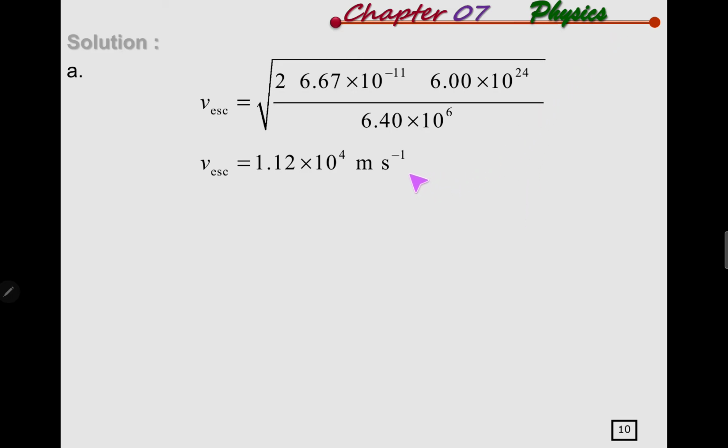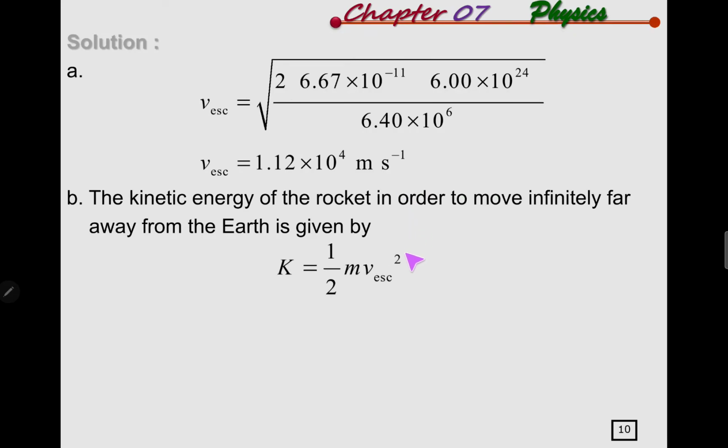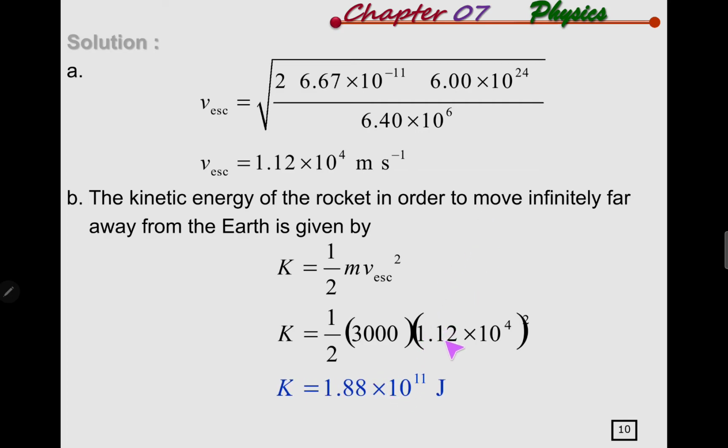Once we have the escape velocity, we can simply insert it into the equation of kinetic energy, expand, and solve it to obtain the final answer. This will be the amount of energy that will be required for it to move away from the Earth's surface. This will be the minimum, so anything less than this, the rocket cannot take off from the Earth's surface.